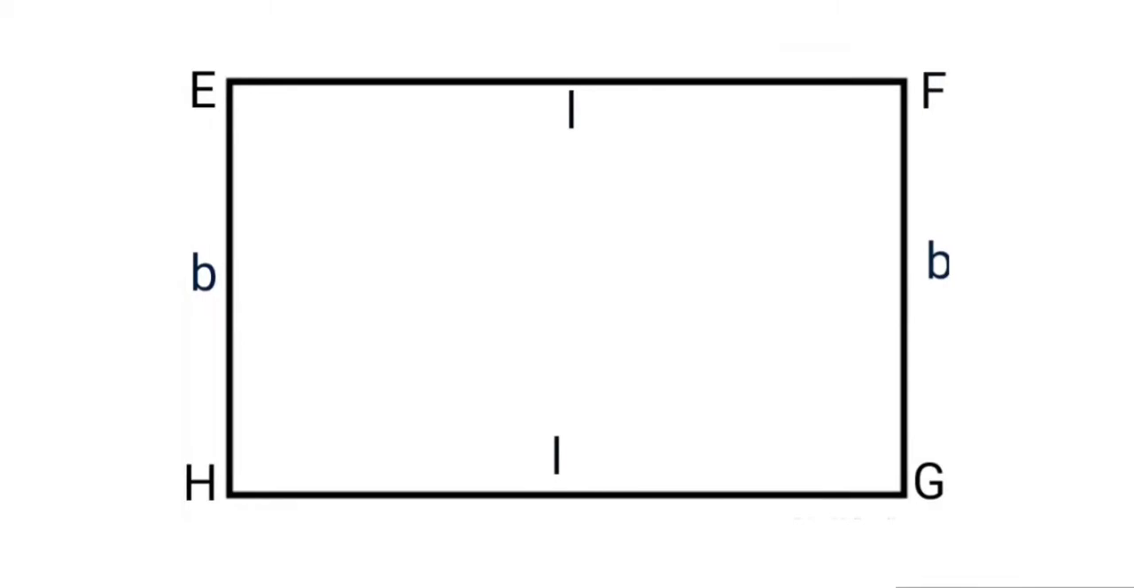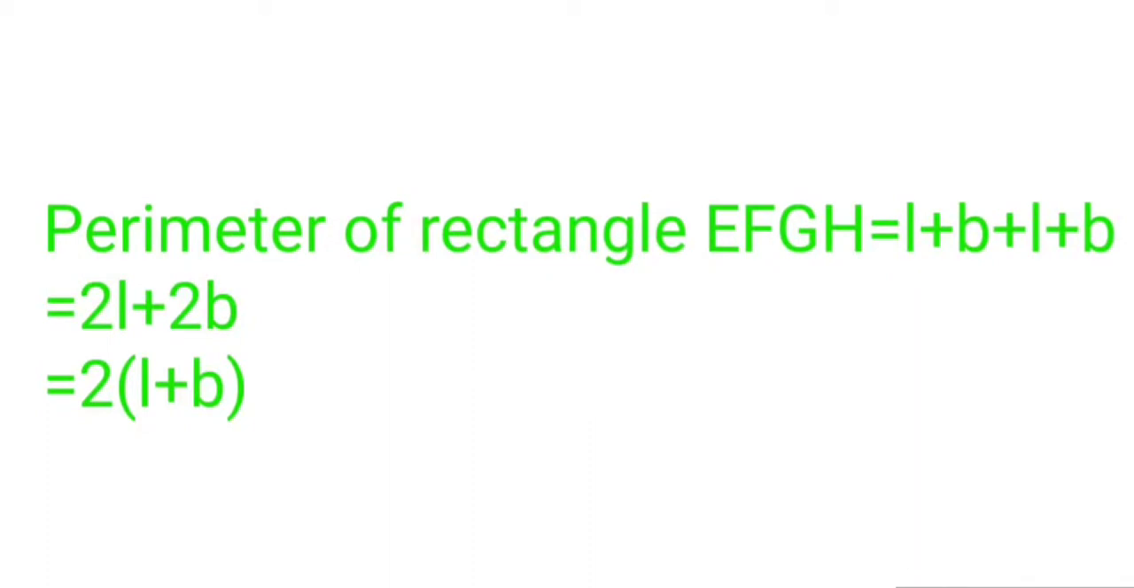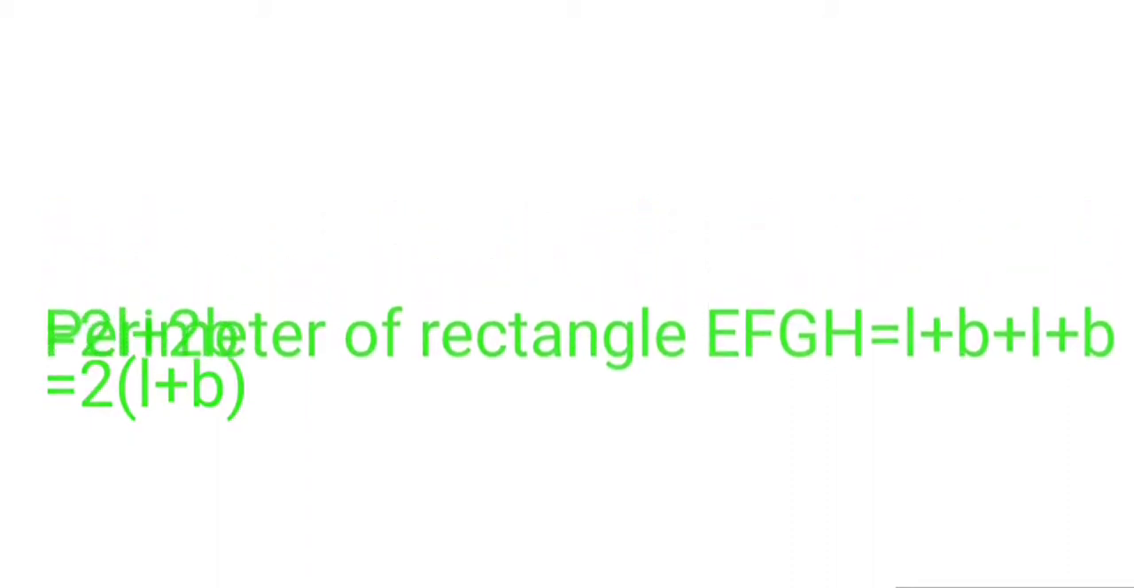EFGH. This is a rectangle and the length of this rectangle is L and the breadth is B. So the perimeter of rectangle EFGH is equal to the sum of all the sides, means L plus B plus L plus B. Now there are 2 times L and 2 times B, so it will come 2L plus 2B. Now 2 is common, so the formula is 2 in bracket L plus B. This is the formula of perimeter of a rectangle.